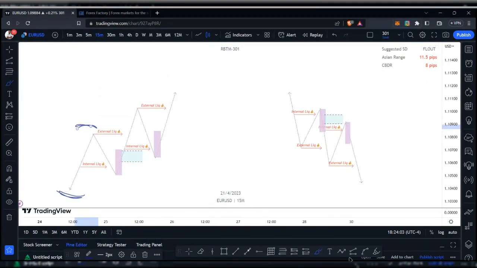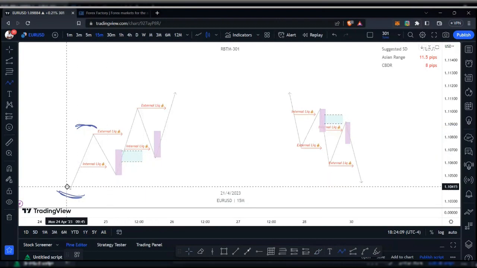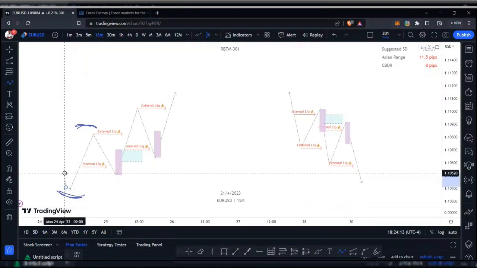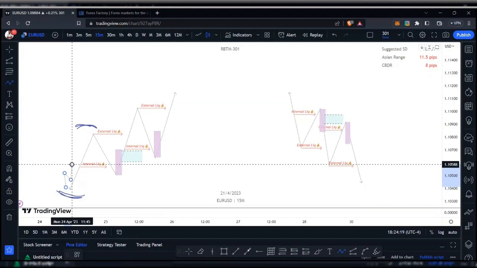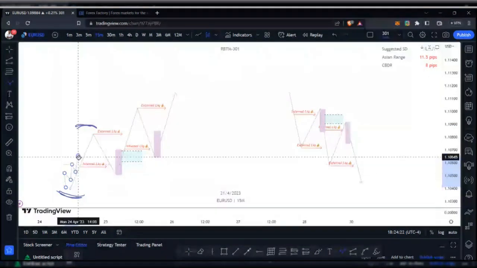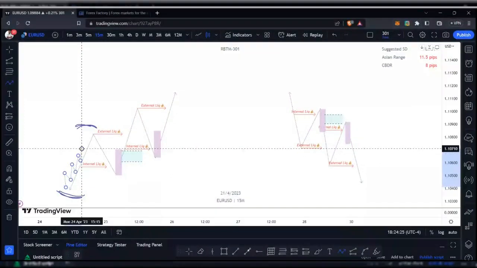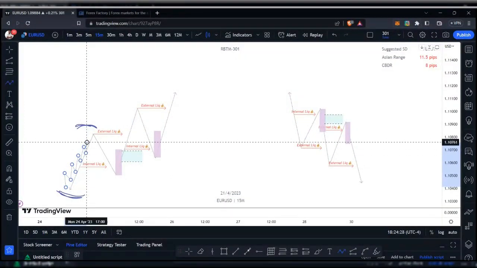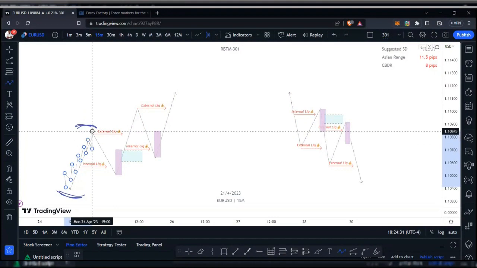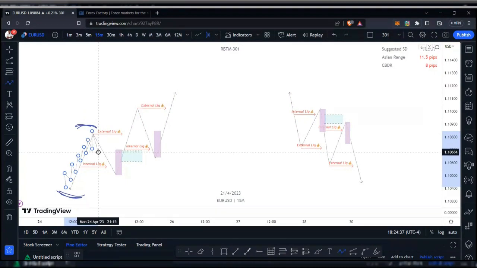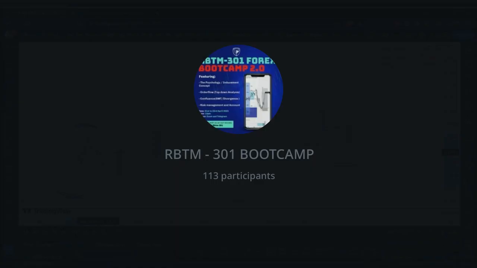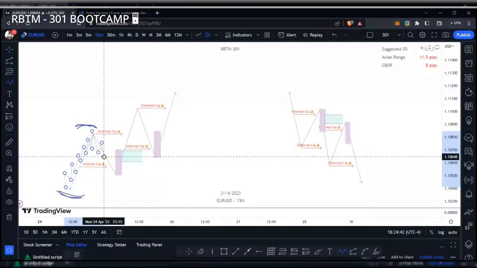Now, if this is a 4-hour structure, you then know that price is going to create a series of higher highs and higher lows. And when price is ready to reverse, it breaks the structure at that point and then starts creating a series of lower highs and lower lows.